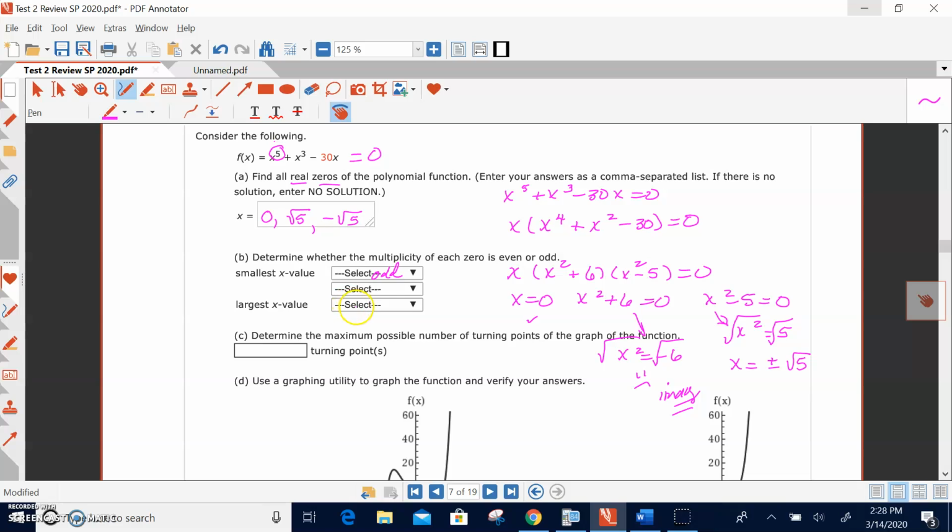The largest x value would be the positive square root of 5. Its multiplicity is odd. Actually, all of them, their multiplicity is odd. So we would answer odd in all those cases.